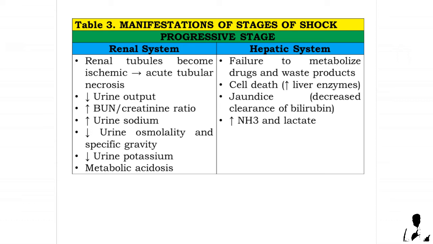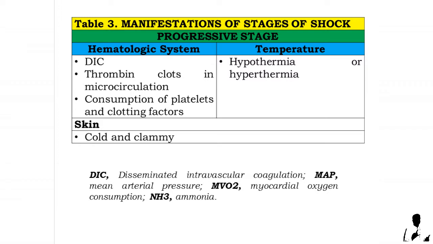Hepatic system. Failure to metabolize drugs and waste products, cell death, increased liver enzymes, jaundice, decreased clearance of bilirubin, and increased ammonia and lactate. Hematologic system. DIC or disseminated intravascular coagulation, thrombin clots in microcirculation, and consumption of platelets and clotting factors. Temperature is hypothermia or hyperthermia, and skin is cold and clammy.